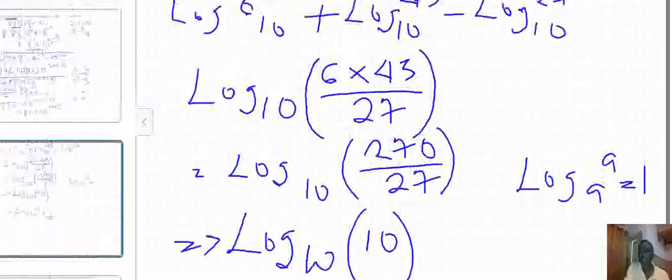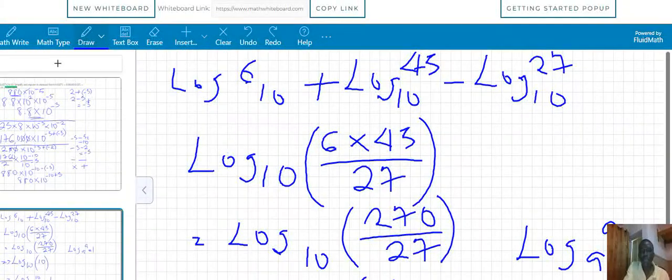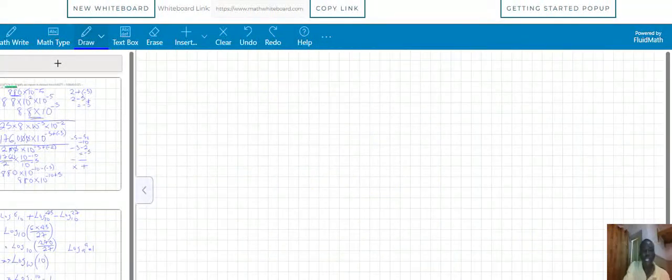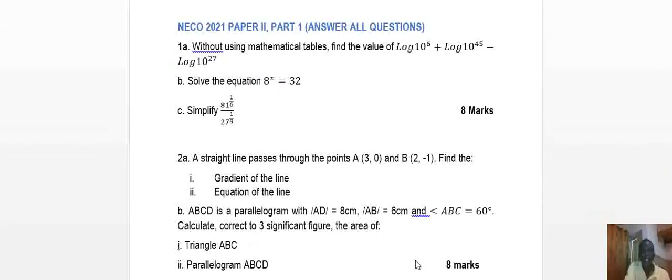It's very, very important that you bear this solution in mind. Now let's look at the next question. It says solve the equation 8^x equals 32. That's what you were given: 8^x equals 32. Now let's go back to our whiteboard.